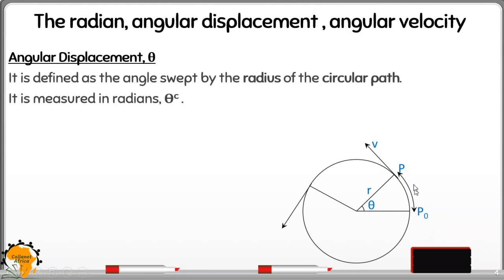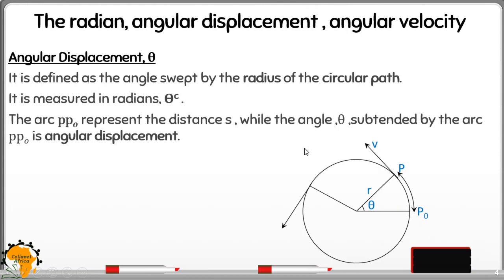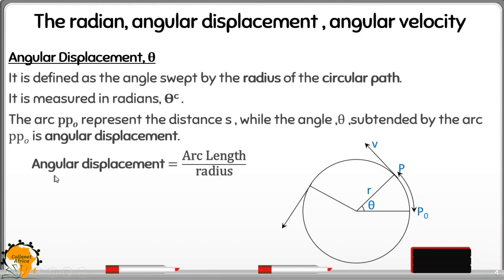This distance P0 to P is what we call the arc length, and this arc length is always denoted by the letter S. So mathematically we can say that angular displacement is equal to arc length over radius, that is, S over R. So we have this formula that when we want to get angular displacement, we always look at S, which is our arc length, over the radius of the circle.